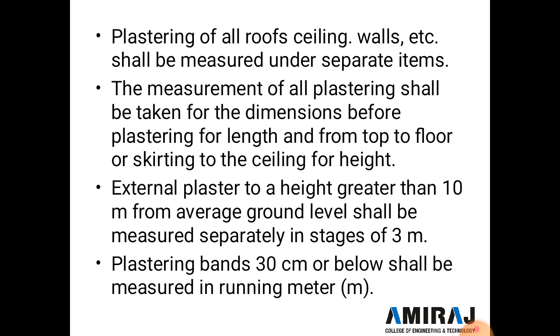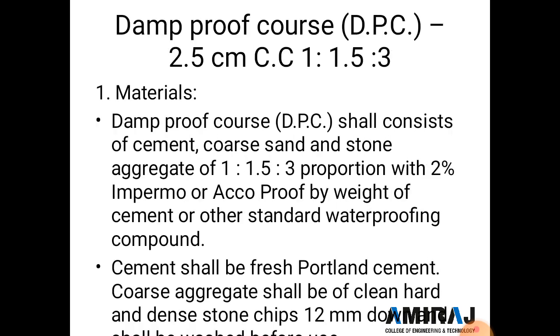So here, like a strip plastering work, strip is always counted in running meter. Now the second detailed specification is for damp proof course, DPC, of 2.5 centimeter, and cement concrete ratio is 1:1.5:3.